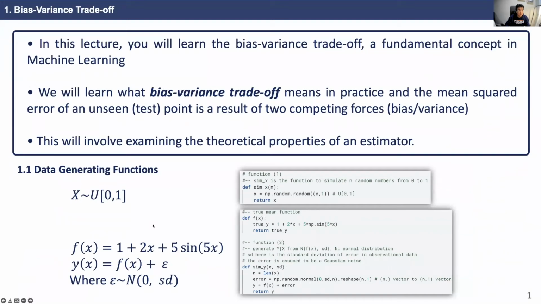And previously, we generated the x value from the uniform distribution, which randomly extracts the x value from 0 to 1. And this is the true function, the f(x). And we have the y value, which includes the random error from the normal distribution, with 0 mean and a standard deviation.